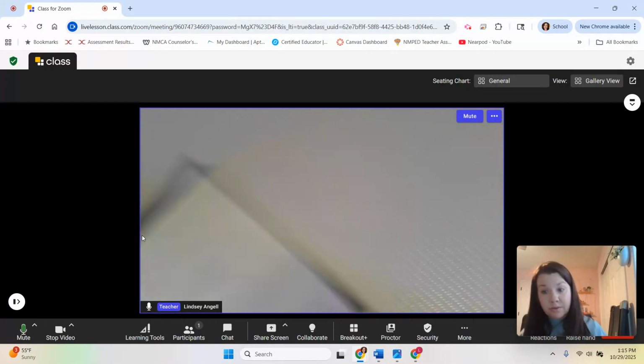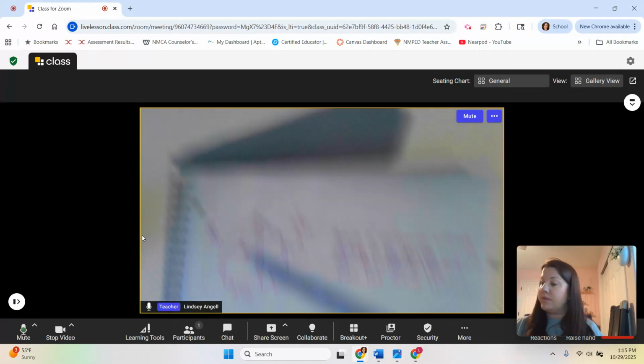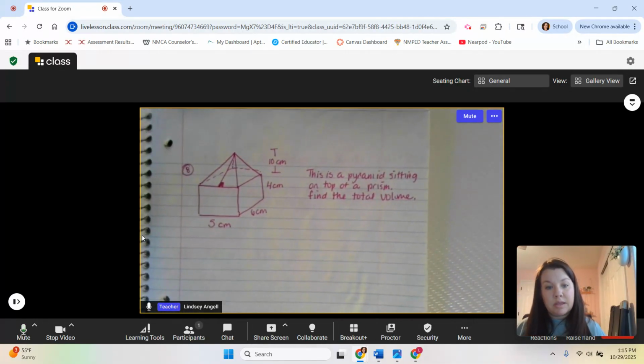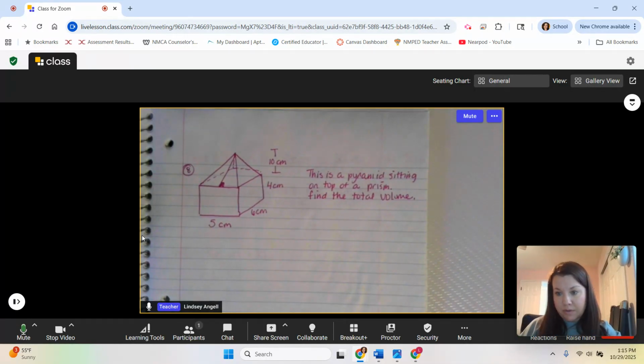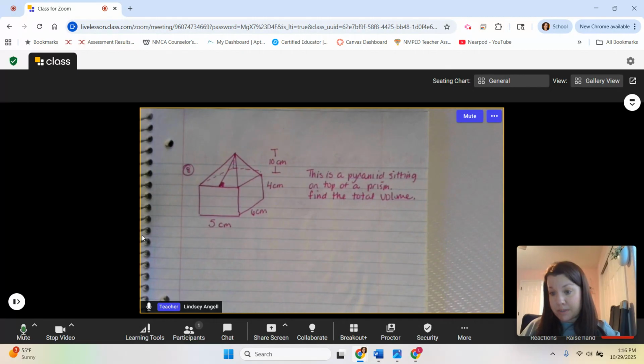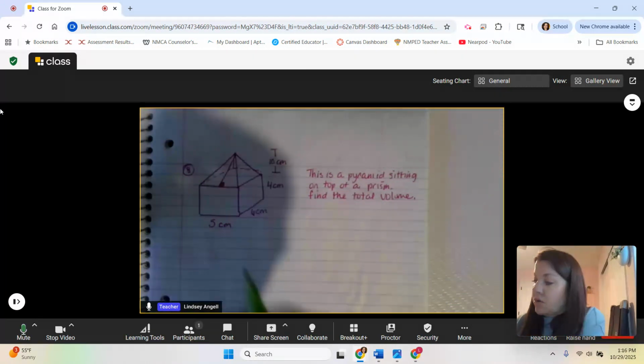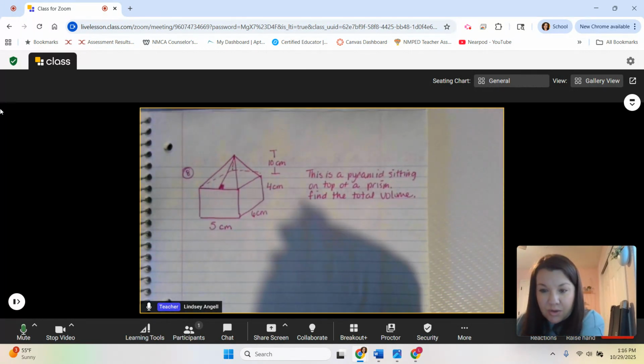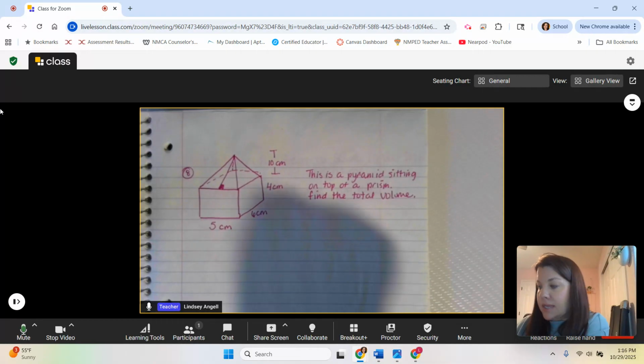All right, final question. Number 8. Okay, so we've got this figure where there is a pyramid sitting on top of a prism, like a house, okay? Find the total volume. So to find the total volume, really we're going to do kind of what we just did with the other problem, right? But we just have to be more careful with our height on this.